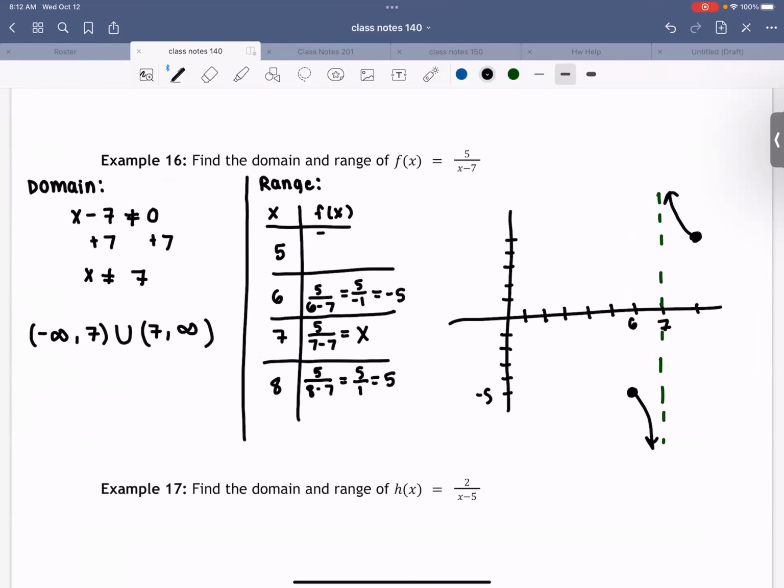This would give us 5/5 minus 7, which is -5/2. Plugging that in, let me do that for you guys. We get -2.5. So at 5, we have -2.5. Maybe my graph isn't very well drawn, but now it's kind of looking like this. Oh my goodness.